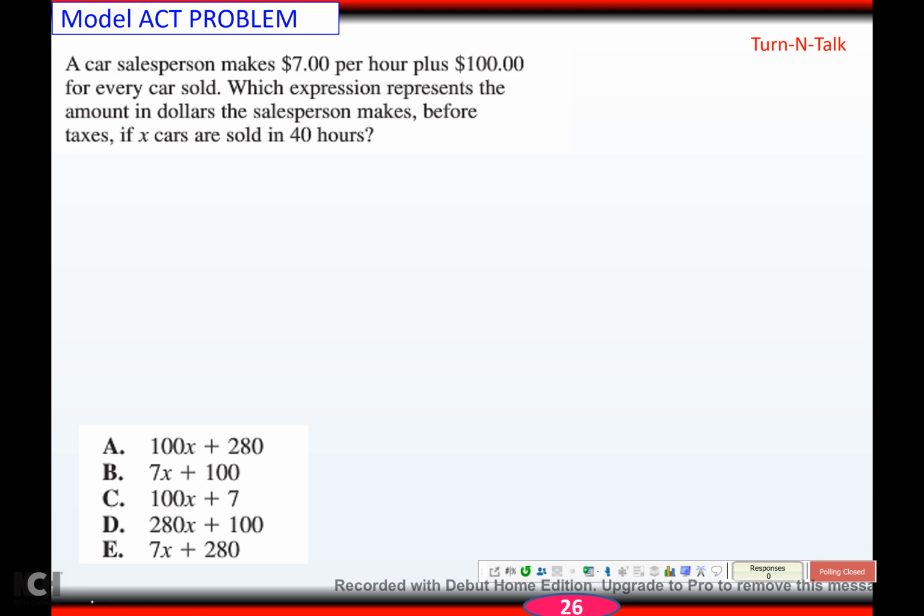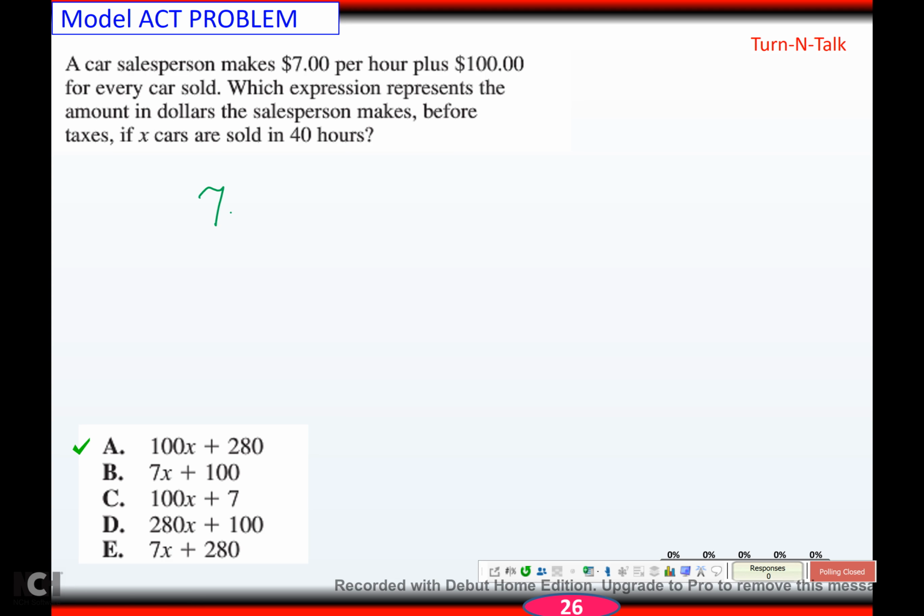Okay? All right, try this one. Hit pause. Come back when you're ready. And hopefully you got A. A car salesperson makes $7 per hour plus $100 for every car sold. Which expression represents the amount in dollars the salesperson makes before taxes if X cars are sold in 40 hours?